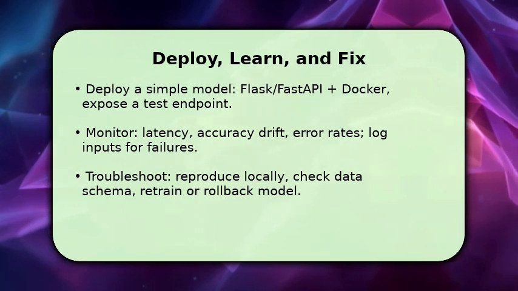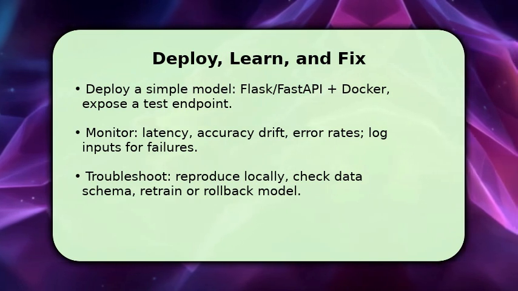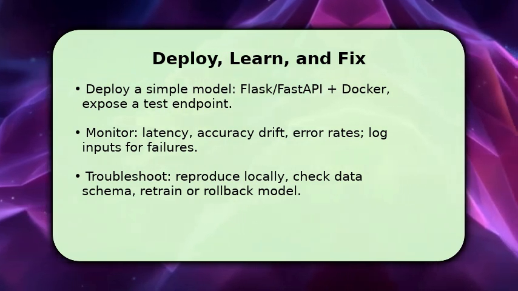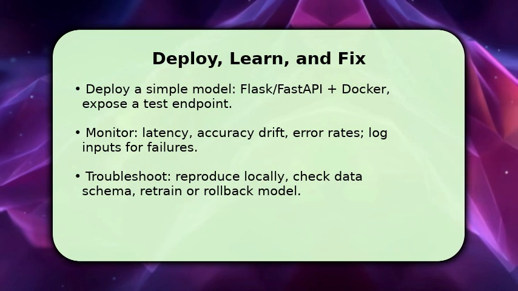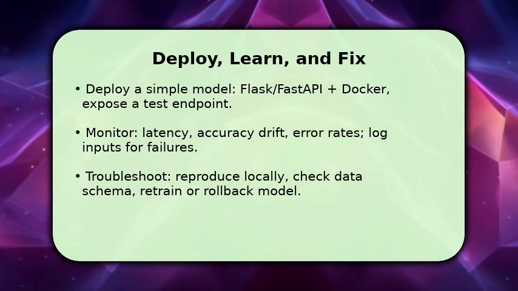If things go wrong, reproduce the error locally, validate data schema and preprocessing, then decide to retrain with corrected data or roll back to a stable version. Keep small, automated tests to prevent regressions and accelerate fixes.